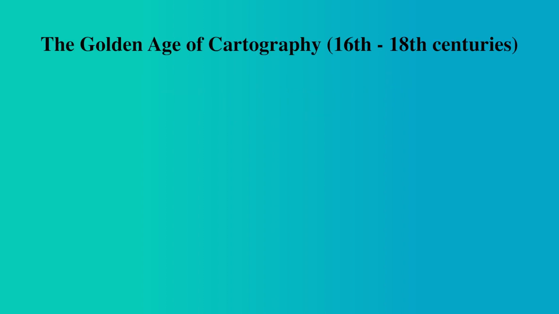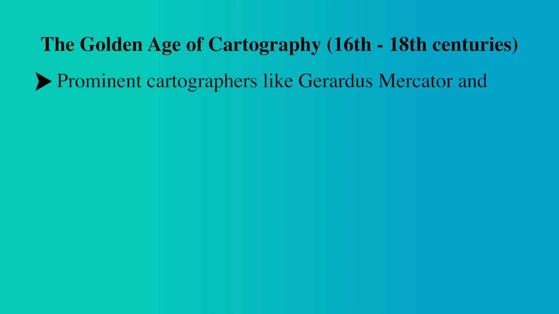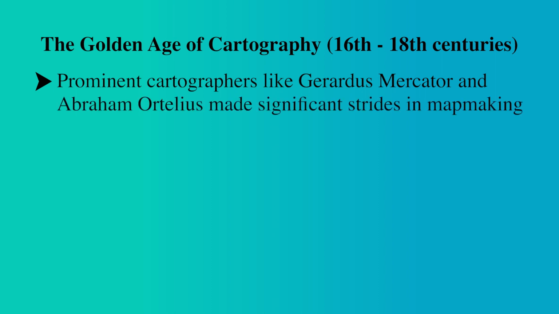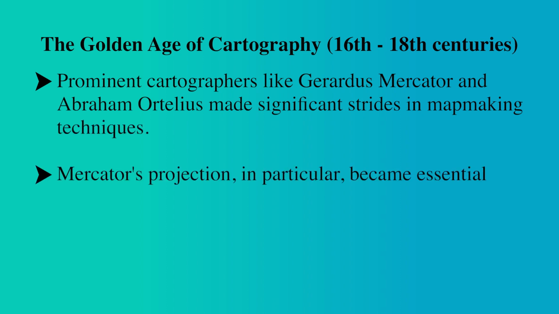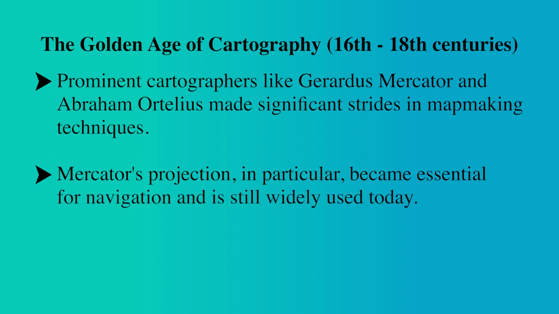The golden age of cartography began from 16th to 18th century. During this era, cartography reached new heights. Prominent cartographers like Gerardus Mercator and Abraham Ortelius made significant strides in map-making techniques. Mercator's projection, in particular, became essential for navigation and is still widely used today.